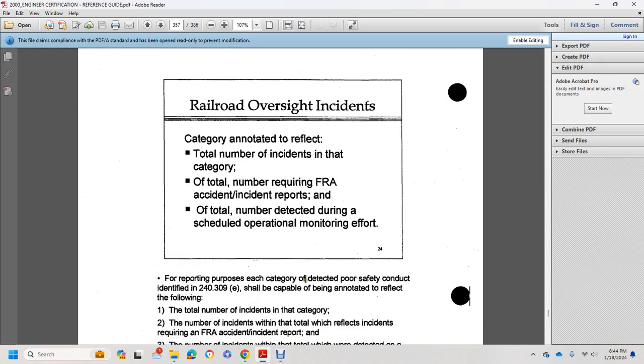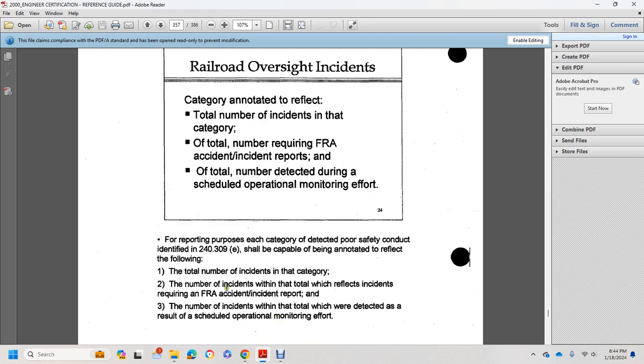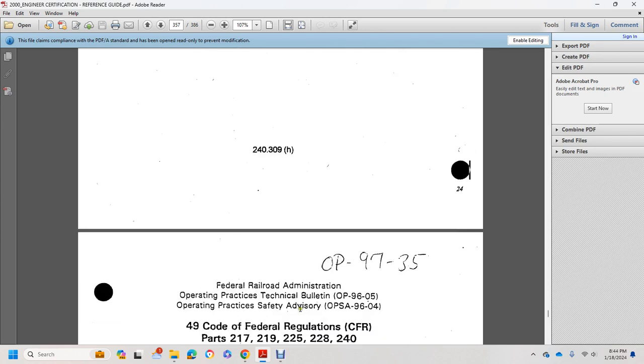For reporting purposes, each category of detected poor safety conduct identified in 240.309 should be noted if they reflect the following: the total number of incidents in the category, the total number of incidents with the total reflecting incidents requiring accident reports, and the number of incidents that were detected as a result of scheduled operational monitoring and testing effort.